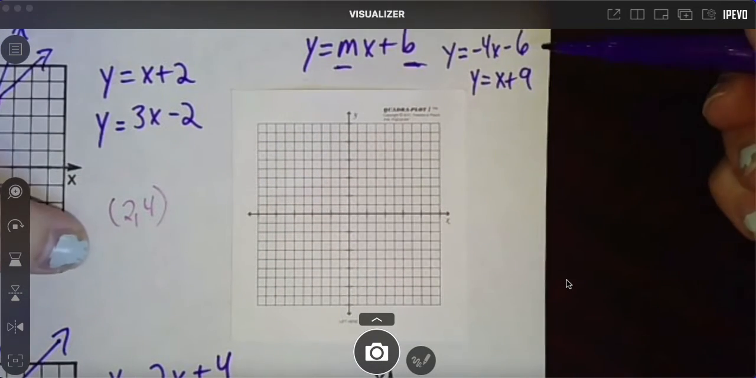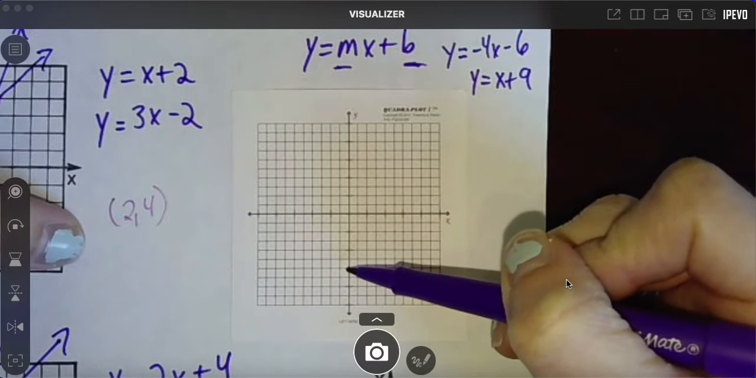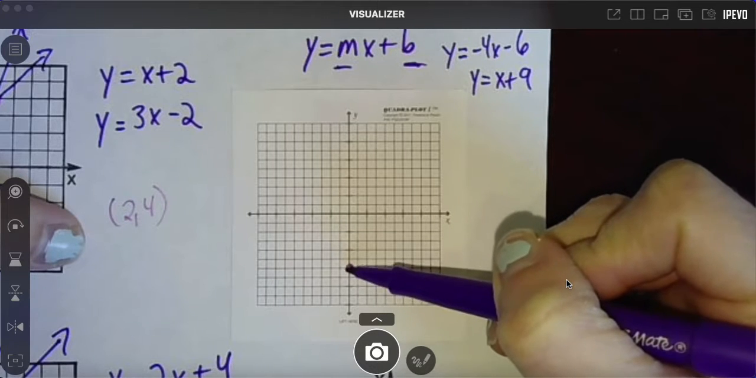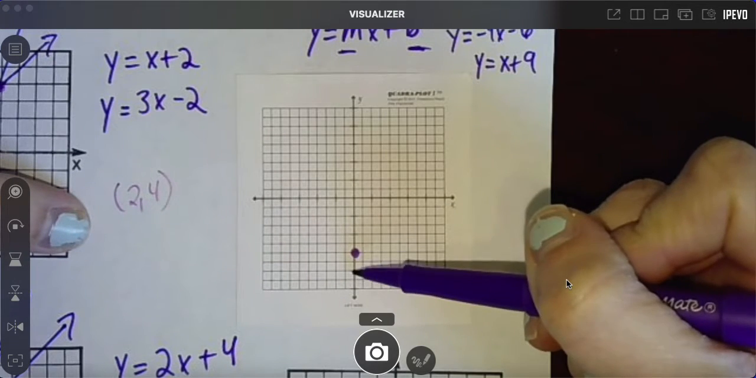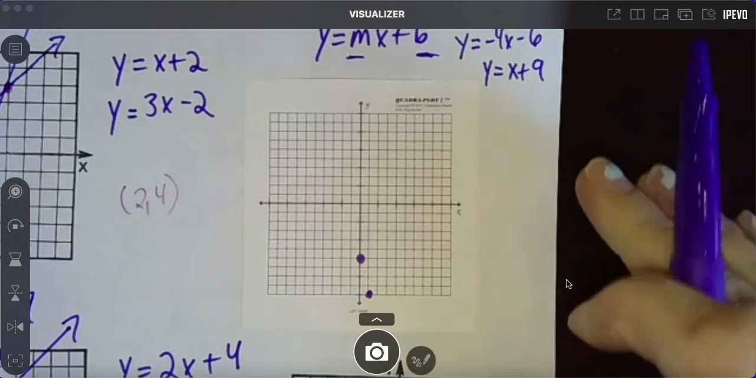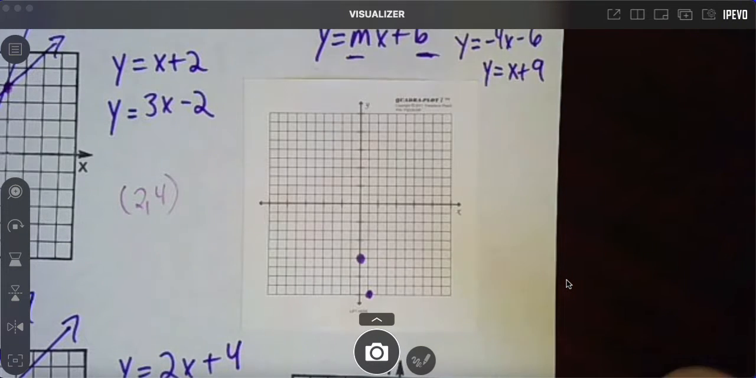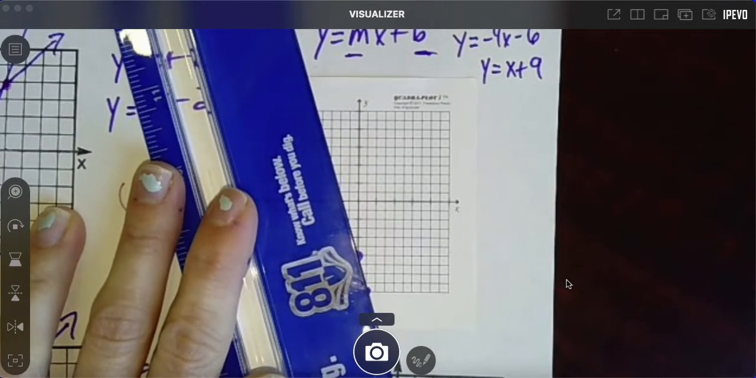So I'm going to go down 6, 1, 2, 3, 4, 5, 6, and then from there, where do I go? Down 4 and over 1. 1, 2, 3, 4, and over 1. When you draw a graph by hand, you're doing the best you can, right? So when I draw these, I should get really, really close to where my answer is. Your calculator is going to be exact. I'll show you that way in a little bit. But this will get you close enough.